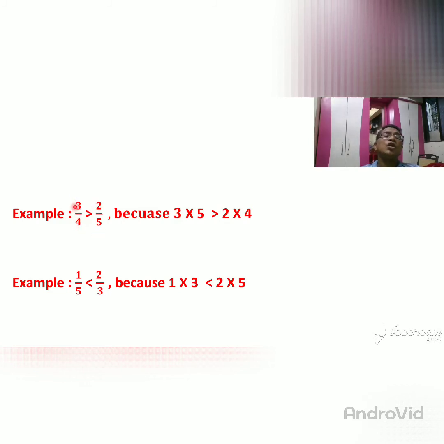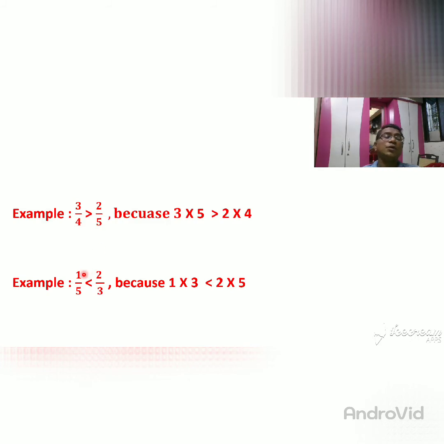So how can you mention it? We do the cross multiplication, 3 into 5. This is the first multiplication. If the first multiplication is greater, then the first number is greater. If the second multiplication is greater, the second number is greater. So first multiplication, 3 into 5, and another, 2 into 4. 3 5s are 15, 2 4s are 8. 15 is greater than 8. So the first multiplication is greater, so 3 upon 4 is greater than 2 upon 5.